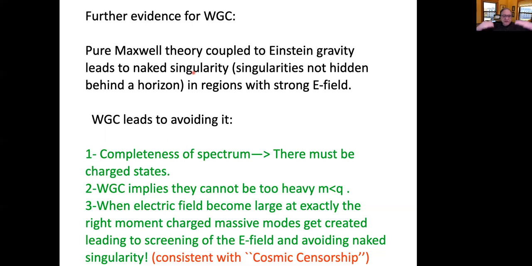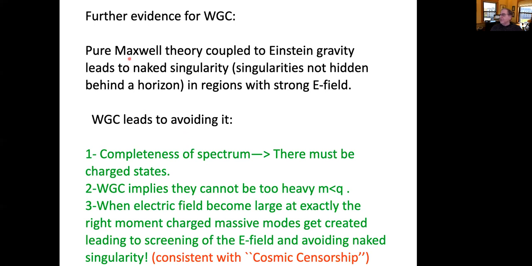Whenever you develop a singularity which is not inside an event horizon, which can be viewed from asymptotic infinity, these are called naked singularities. Penrose had conjectured that these cannot happen in quantum gravity theories or in gravity theories. And so here you get a contradiction: if you take pure Maxwell and Einstein theory, you seem to get naked singularities. Well, it turns out that the weak gravity conjecture leads to avoiding it in a very, very interesting way.